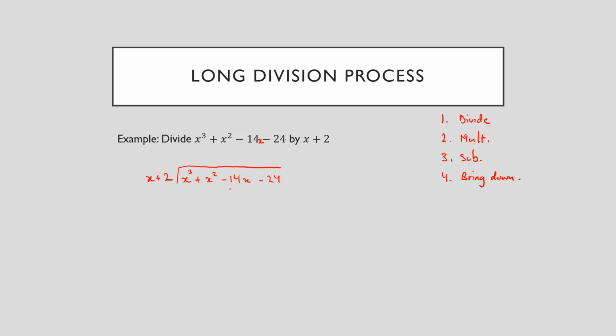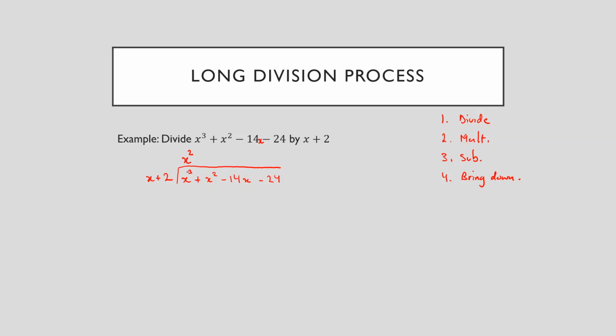Okay, so once you've written it out like this, you take the first term in your dividend, so the first term underneath this line, which is the x cubed, and you divide this term by the first term in your divisor, which is this x. So we're going to do x cubed divided by x. That's what the divide step is. We're only doing one term divided by one term in this step. x cubed divided by x, well, if you know your index laws, that's going to give you x squared. And you write that answer to this step on top.